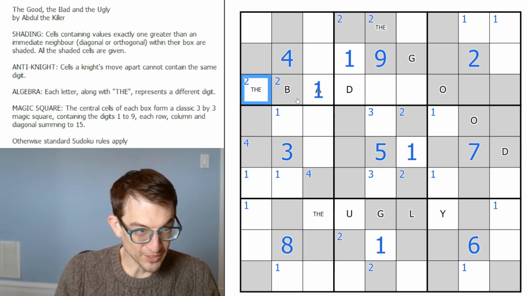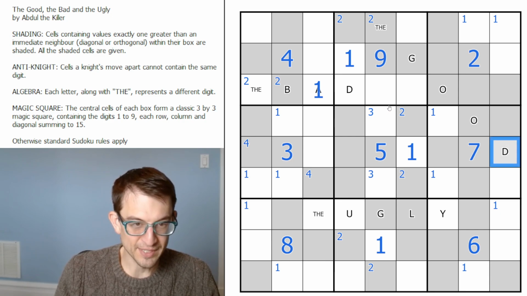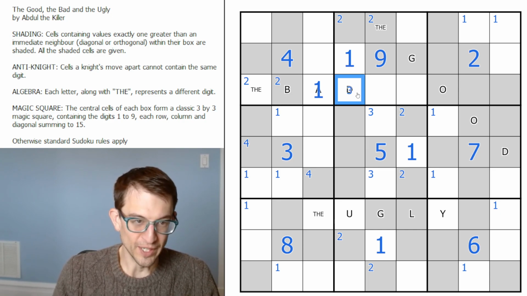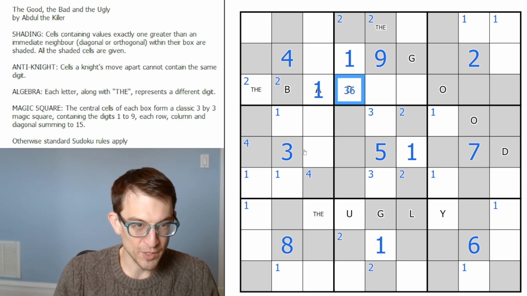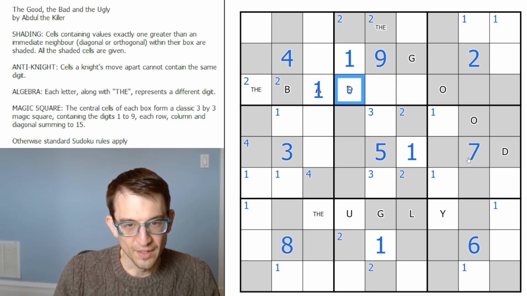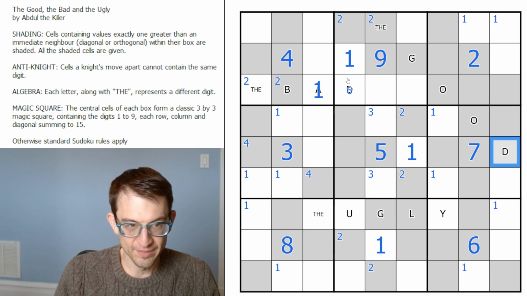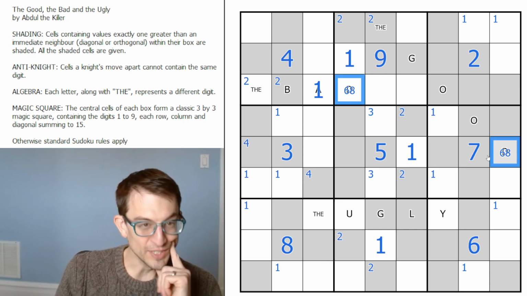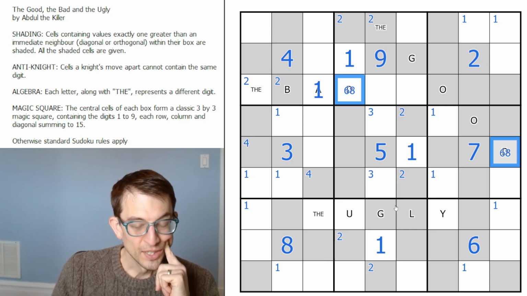Okay, so let's try the other way. Let's look at the letters and see what digits they could be. I'm drawn to D because it's kind of central and next to a lot of digits. So D can't be 1, it can't be 2, it could be 3, can't be 4 or 5 because of a knight's move. It could be 6, can't be 7. Oh, this D can't be 3 either, because of this D, right? So these are the same. There could be 6, there could be 8. They can't be 9 because that's next to this one. So that's actually pretty good. So D is either 6 or 8.